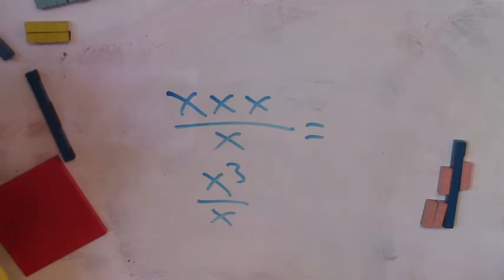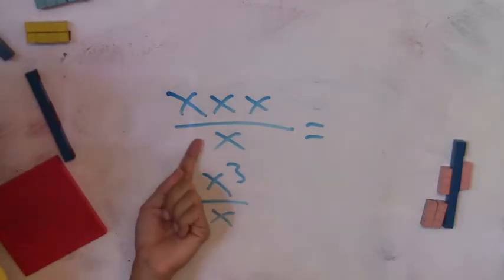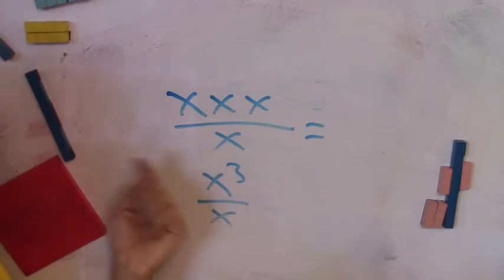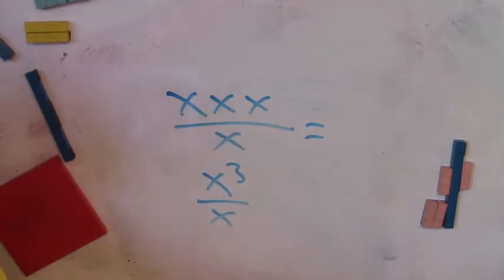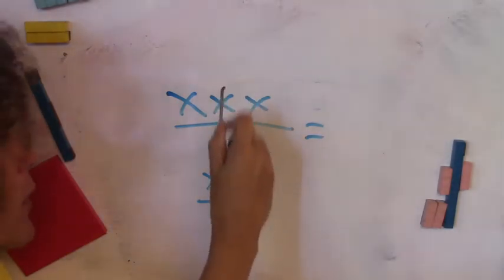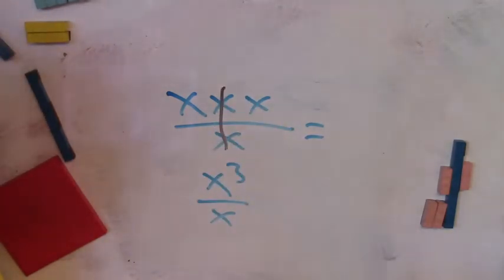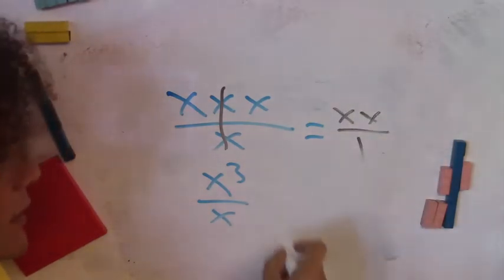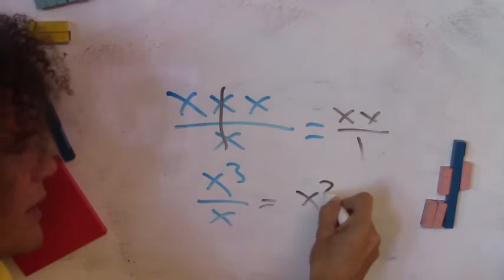Wait, can you do another one? Yeah, well, tell me this one before we get crazy. Can you find a 1 here? Where is it? Can you see the 1? I'll use a different pen. I'll use black. Do you see my 1 right there? So now how many x do I have up here? Well, then I have x times x over 1, which just means x squared.